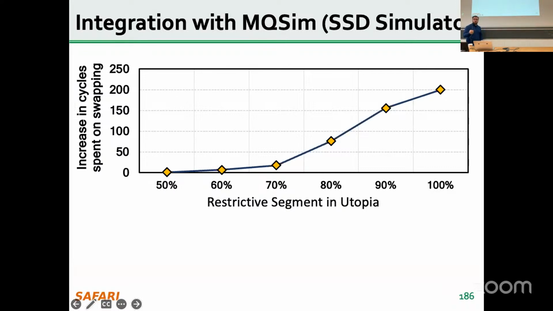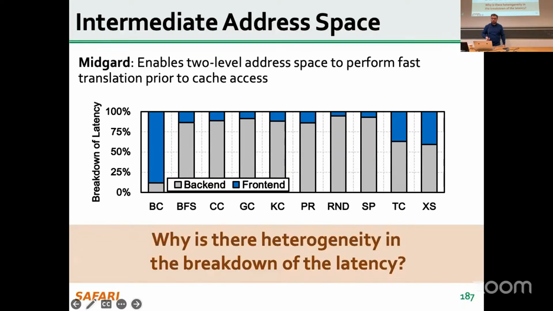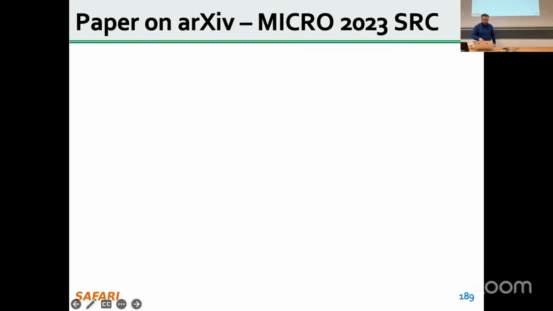And we also integrated with MQSim, and we demonstrate that if we use a very large restrictive segment in Utopia, which means it covers, let's say, 90% of the total memory, we increase the swapping activity because the flexible segment might be filled up with entries. Your restrictive segment is extremely big, and you have some conflicts in the restrictive segment, but your flexible segment is full. So you cannot place the data anywhere else than the swap space. And if you go above 90%, let's say, then you start observing a very high increase in cycles to do swapping. We did some more studies with intermediate other spaces, which I do not need to discuss right now.